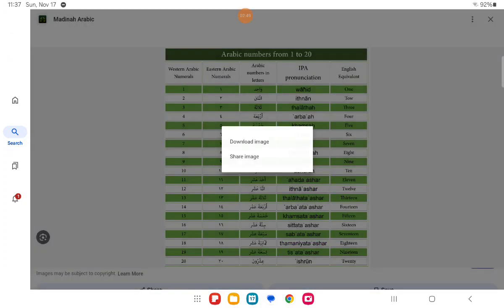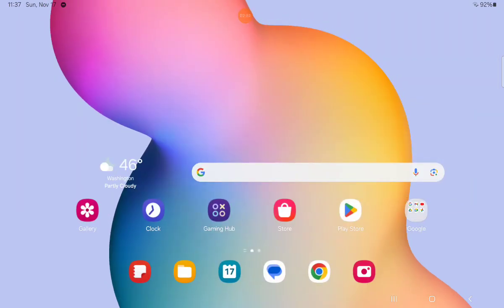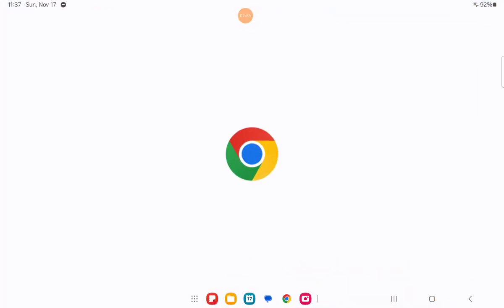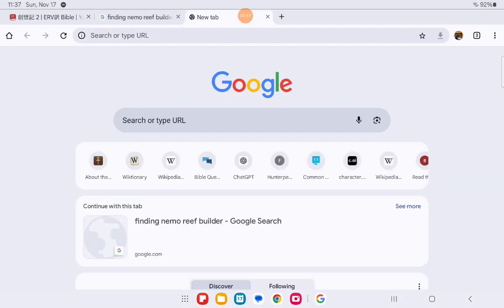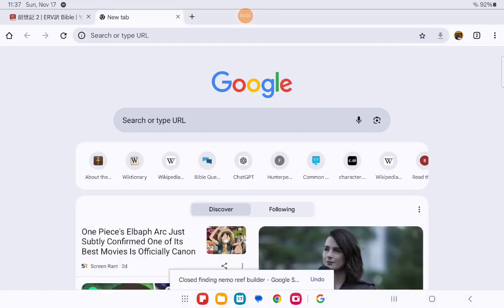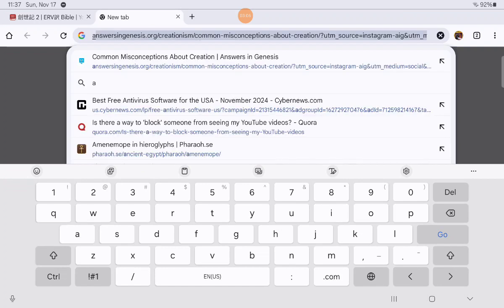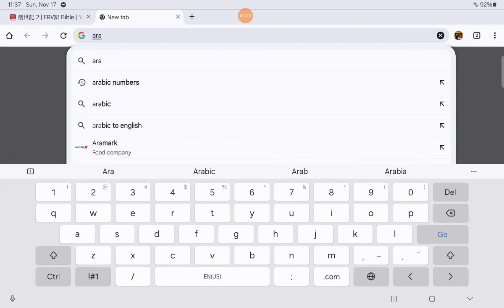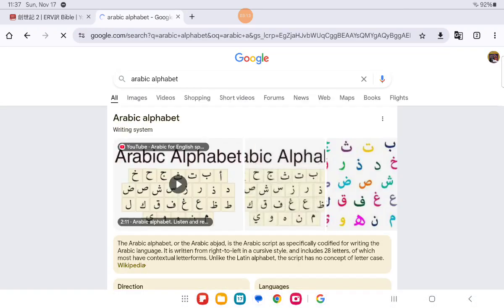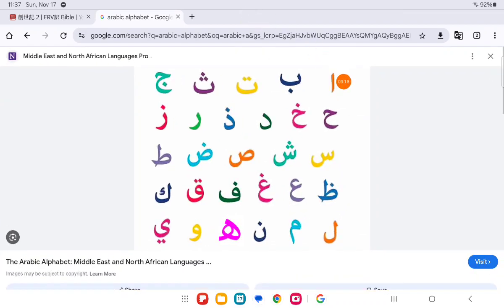And just so you know what I'm talking about, I am going to go to Chrome because just using Google on here doesn't allow me to have multiple tabs open at the same time, but Chrome does. So I'll go to something else about Arabic, the Arabic alphabet. This is Alif, which is used to begin syllables with a vowel by itself.